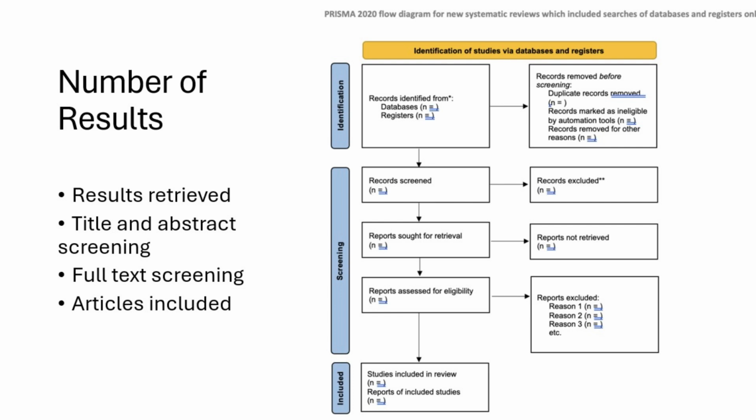The purpose of including these numbers is to help illustrate how much literature exists related to your topic and how comprehensive your search was. When you conduct your searches, make notes of the number of results that are retrieved, how many of those results you've screened by their title and abstract, how many of those screened results you reviewed in full text, and ultimately how many articles you included in your review after applying your inclusion and exclusion criteria.